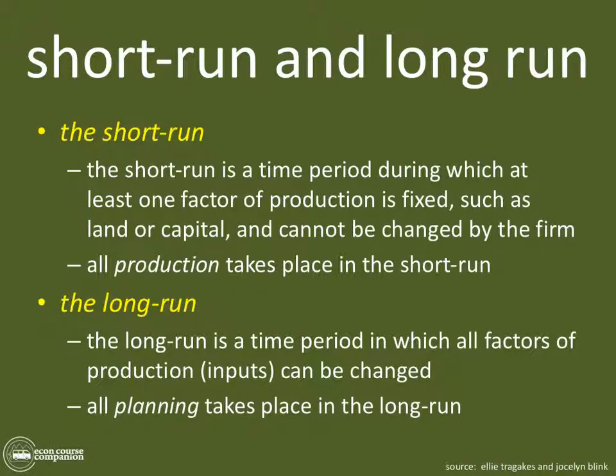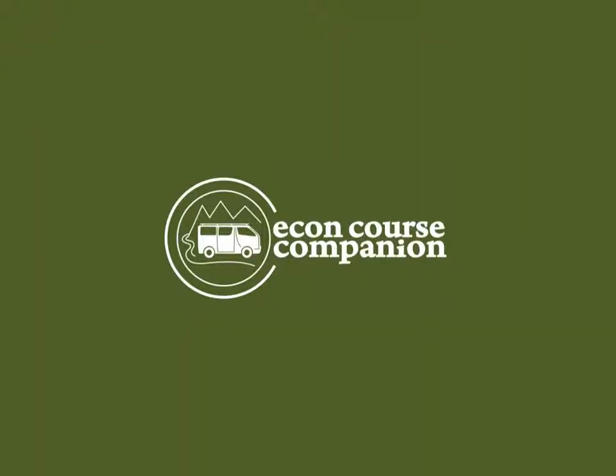So the short run, you got land, labor, capital. At least one of those is fixed. Usually it's two, and the variable factor is labor. Now the long run is the time period in which all factors of production or inputs can be changed. So all the factors of production can be changed, including entrepreneurship. Okay? So I hope that helps you understand the long run and the short run and how it impacts production.